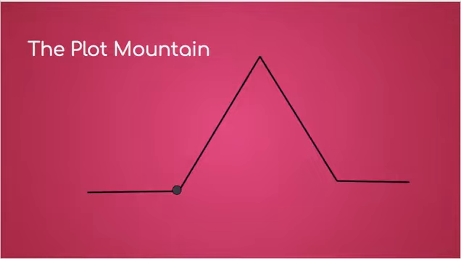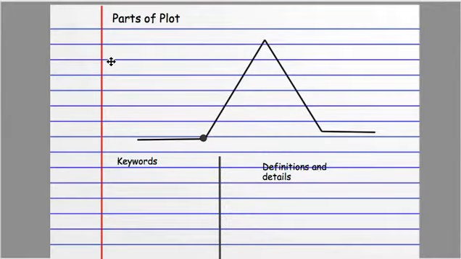So here's what your notebook page should look like. I want a title that says parts of plot, and then I want you to draw that little mountain. So there's a flat line, a dot here at the corner where it goes up, down, and another flat line. Make sure you've got that at the top. Underneath that, we're going to have your keywords and your definitions and details, okay? But the first thing you need to do is make sure you've got this up here because you're going to label that before we even start the keywords and details.